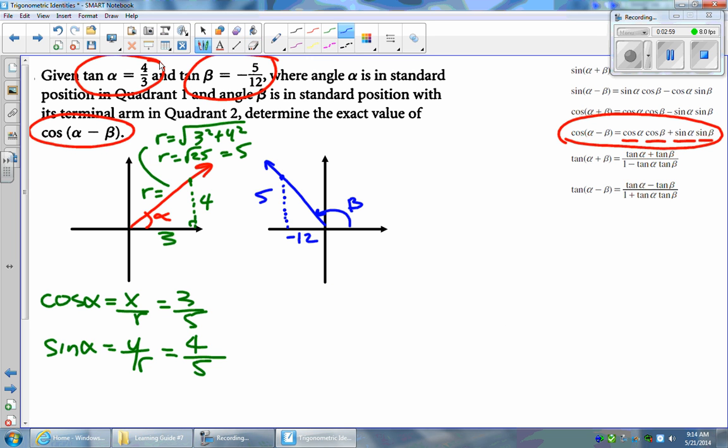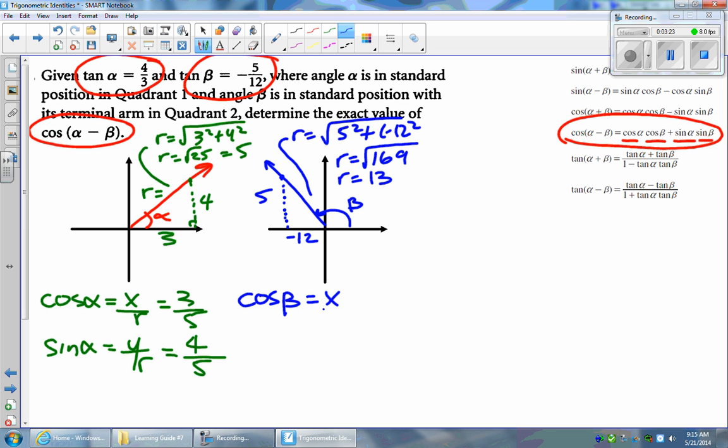The only thing we need to find out here is the actual r value, so the hypotenuse. So let's go ahead and use the Pythagorean theorem. So r is equal to the square root of 5 squared plus negative 12 all squared. That gives me a value of 169, and the square root of 169 is a nice whole number of 13. Okay, so now we can go ahead and fill in the missing pieces here. Cosine of beta is x over r, which is negative 12 over 13. Next, we have the sine of beta, which is y over r, and that is 5 over 13.